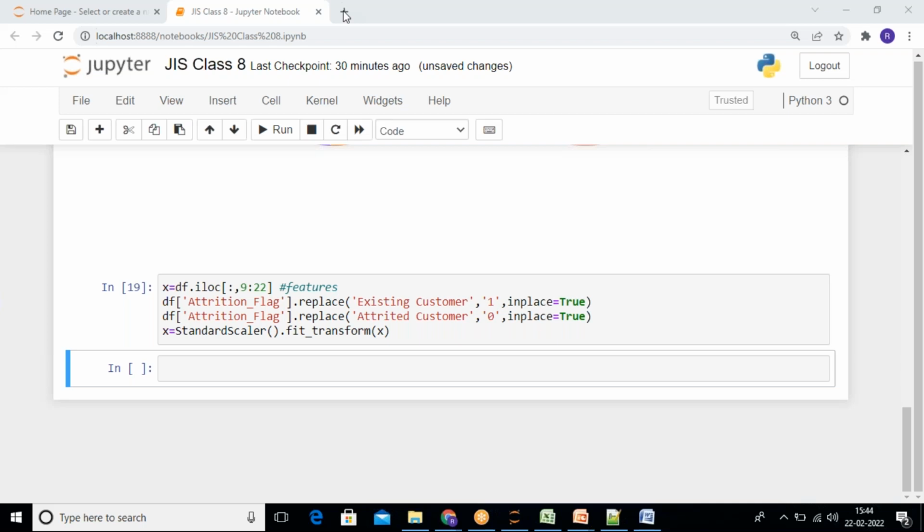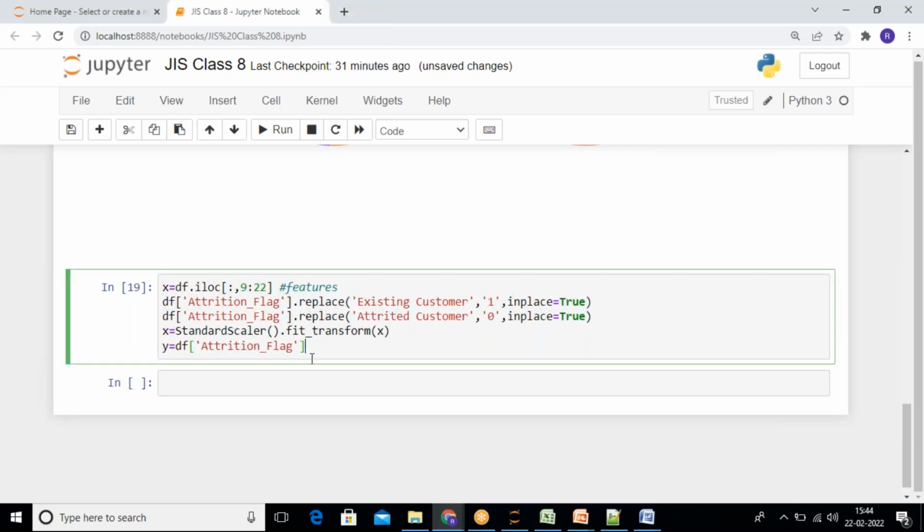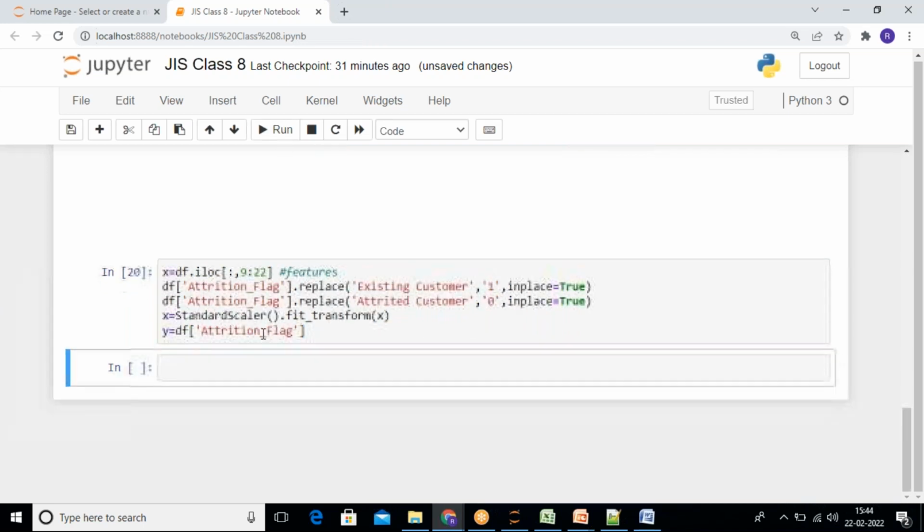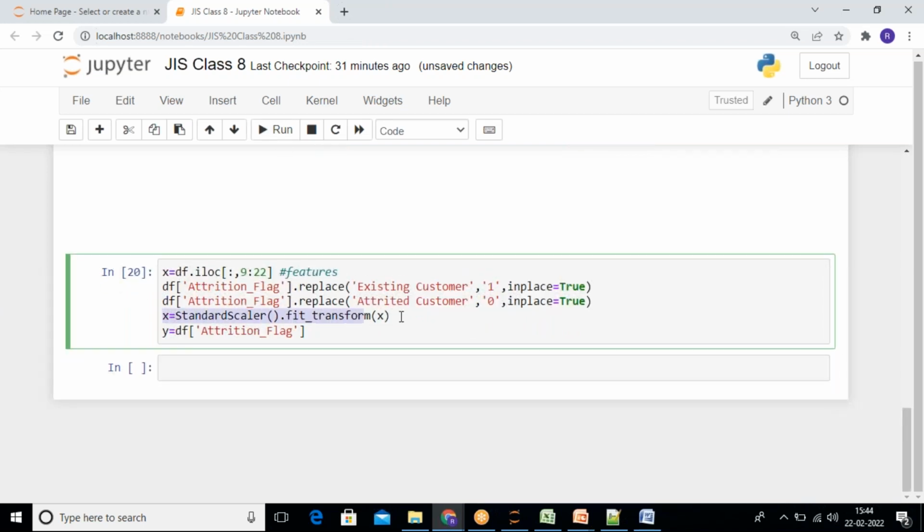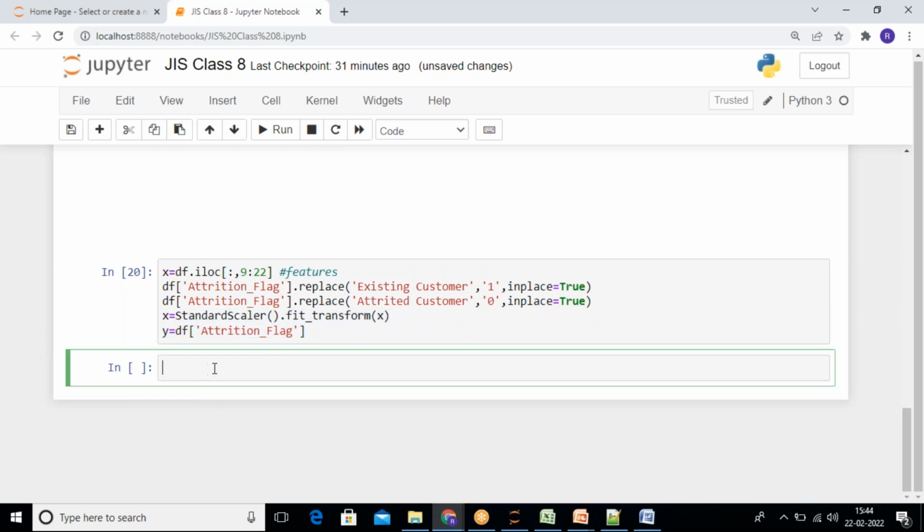And on the y-axis, I will take the flag, basically the attrition flag. So on the x-axis, I have taken all the features. On the y-axis, I have taken the target. That's it.